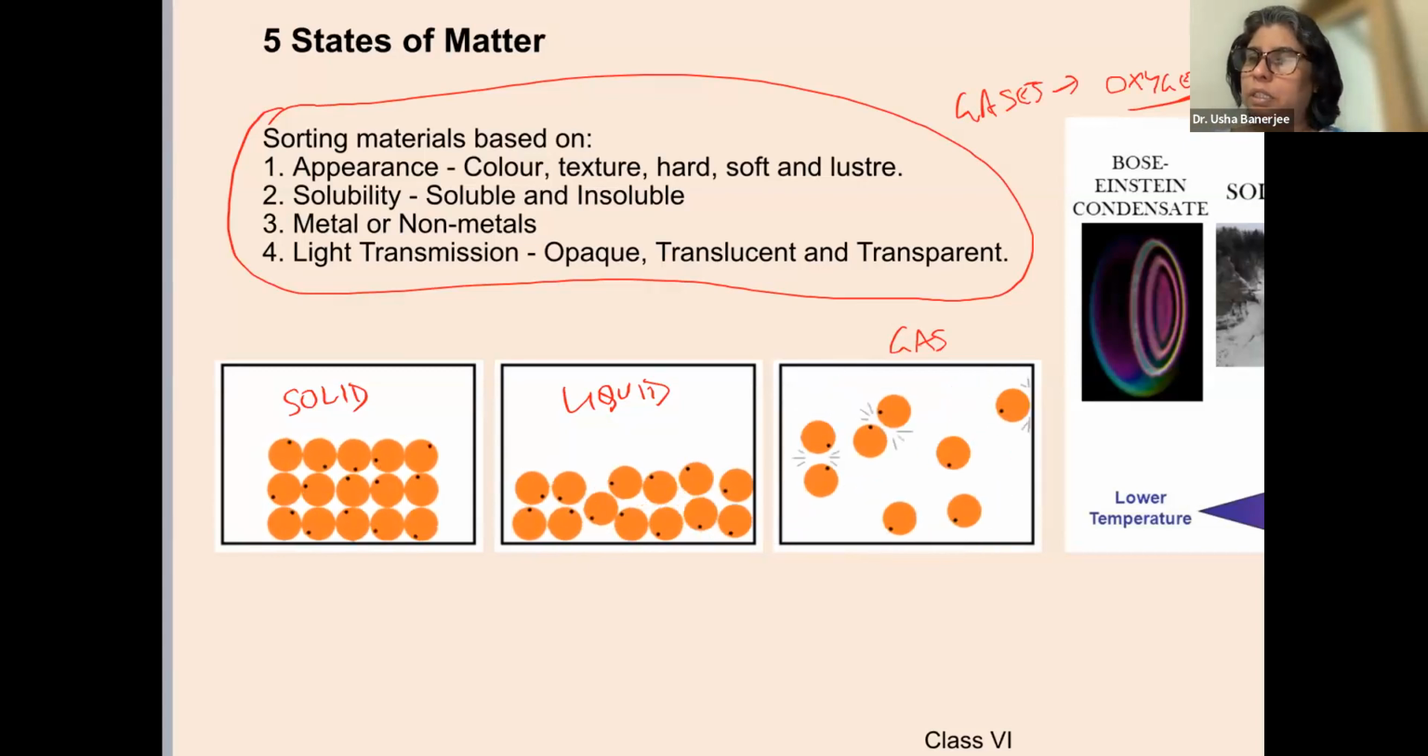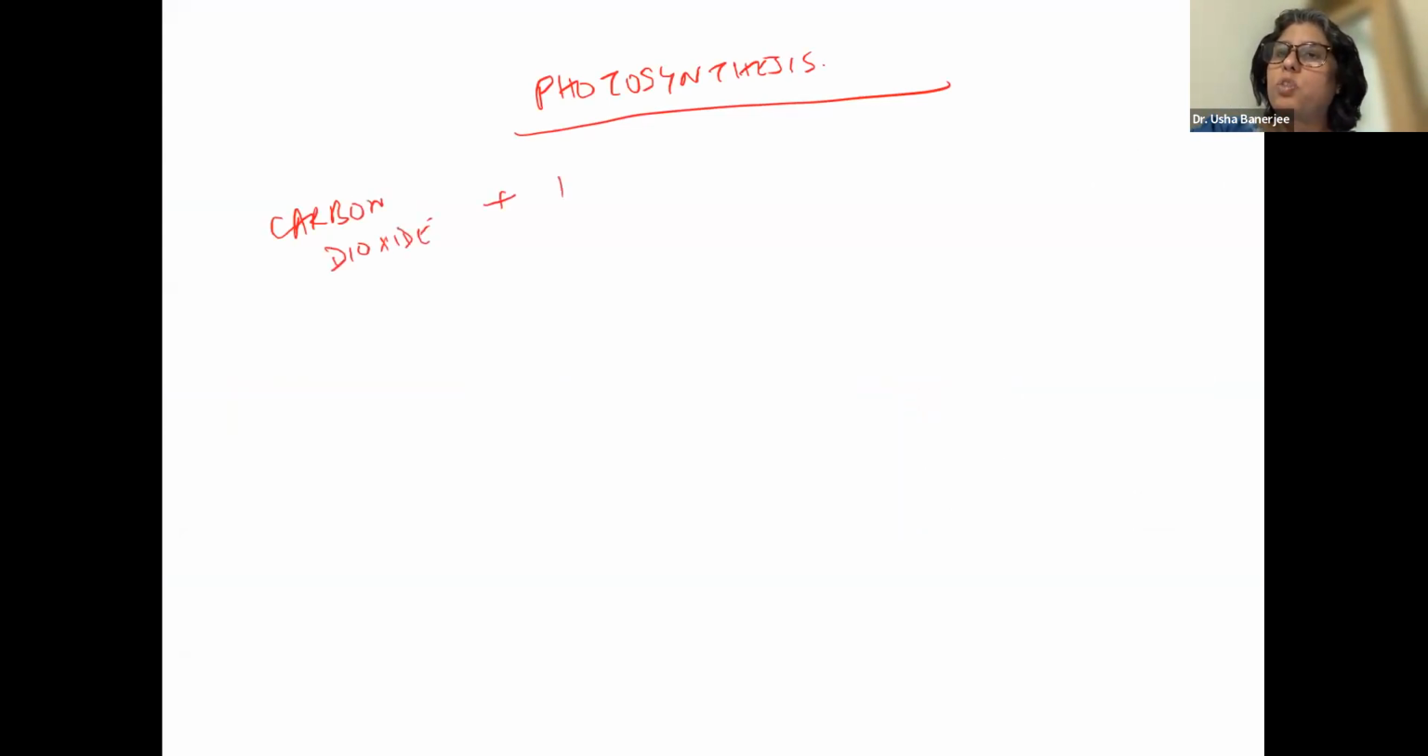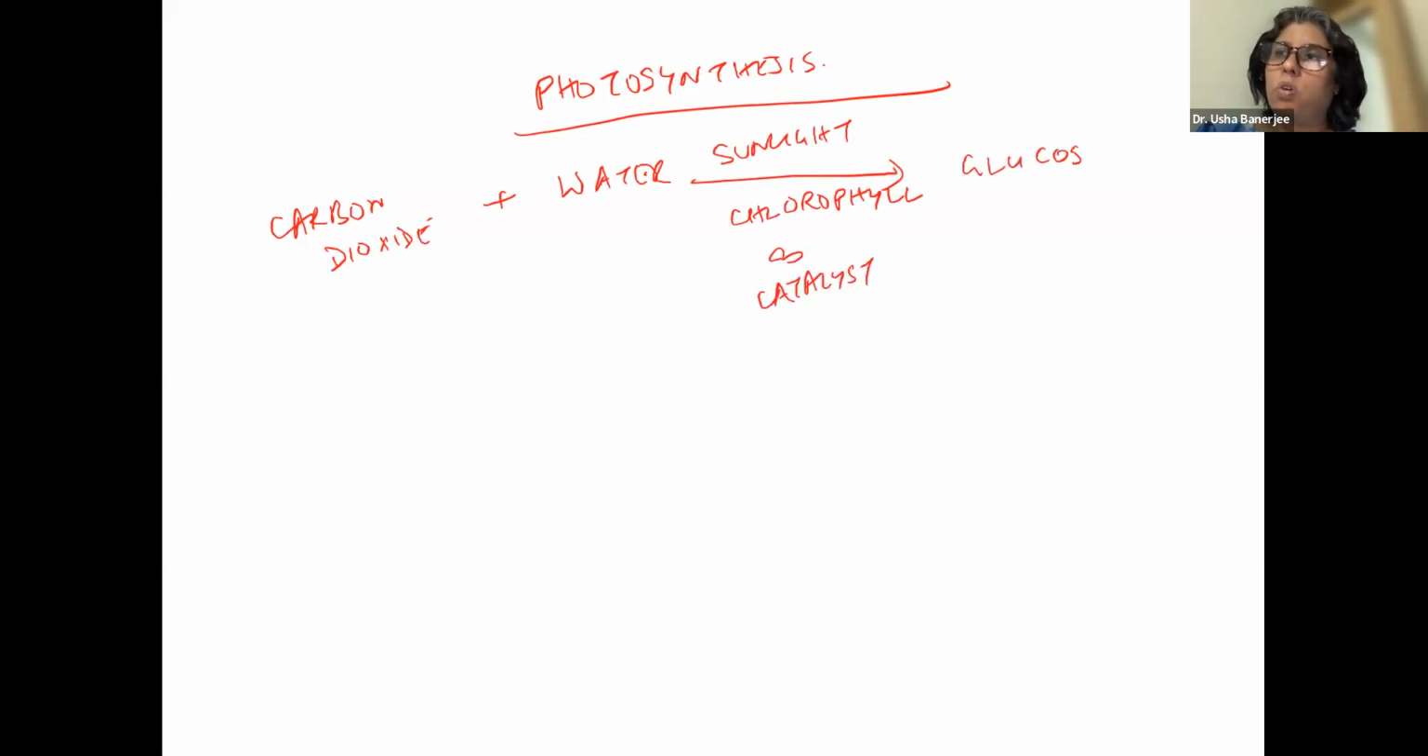What is photosynthesis? I'll tell you where it differs from your school, okay? So carbon dioxide reacts with water in the presence of sunlight and chlorophyll as catalyst to produce glucose and oxygen. So yes, photosynthesis is a process of preparing food by plants.